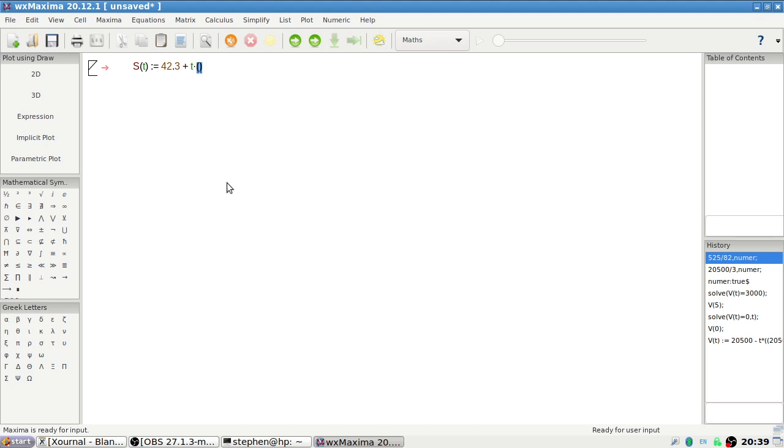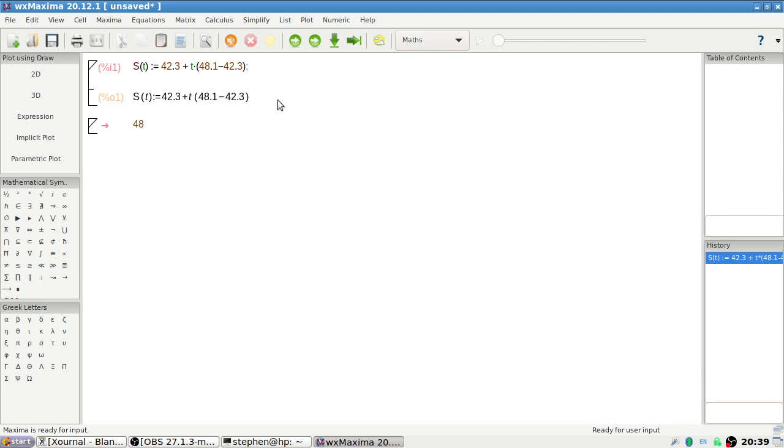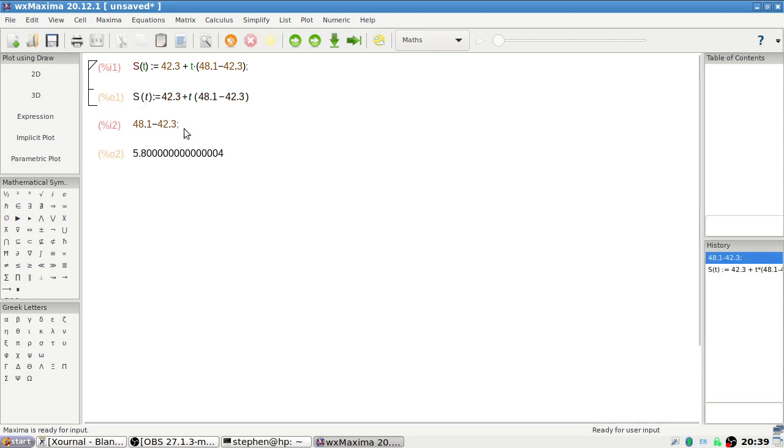So 48.1 minus 42.3. Find a linear function that estimates it, okay? So that's the linear function. Interpret the slope of the graph. Okay, so the slope is the 48.1 minus the 42.3, just 5.8.